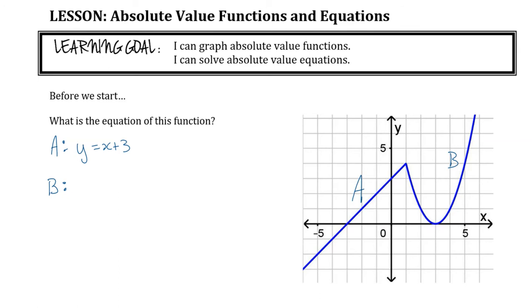So this looks like it has a shift to the right by 3, which means it should be y equals x minus 3 squared, or we would call that a turning point x-intercept at positive 3, so it's x minus 3 squared, right? And that would be the equation of that part.